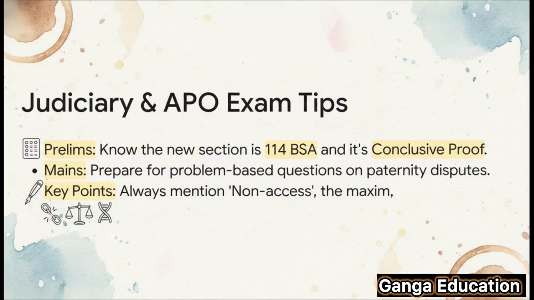For your prelims, expect direct questions on the new section number 114 BSA and the term conclusive proof. For mains, be ready for a short note or a problem-based question. Always remember to mention the only exception, which is non-access. And if you can, quote the Latin maxim, and definitely cite the Gautam Kundu case when talking about DNA.